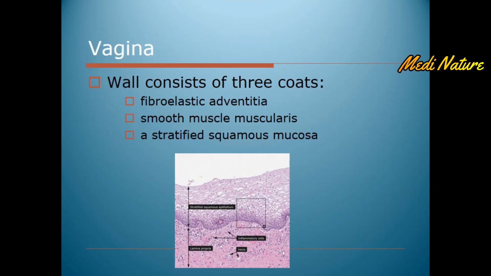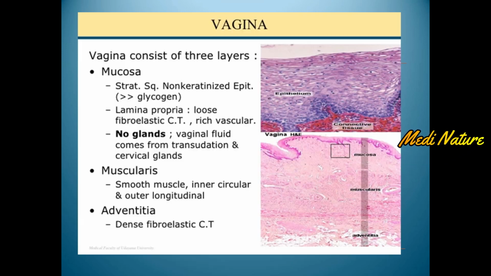When we consider the wall of the vagina, it consists of three layers. The outermost layer is the fibroelastic adventitia, or the cover, the middle one is the smooth muscle muscularis, and the innermost layer is a stratified squamous epithelium. This is the microscopic anatomy of the vaginal wall. It consists of three layers, and the innermost layer is the mucosa. It is lined by stratified squamous non-keratinized epithelium.